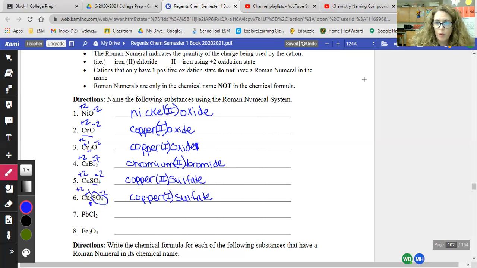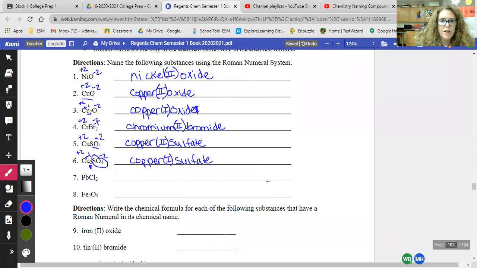And again, if it's Roman numeral 1, you don't have to include it. Not necessarily wrong if you don't. At least I wouldn't mark you wrong. At upper level, super upper level, maybe, but not for us. Okay, so now I have Pb, and this is lead. Again, make sure you use table S. And then I have chlorine, so then that becomes chloride.